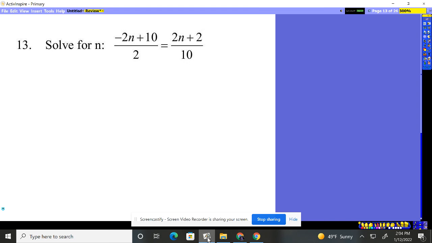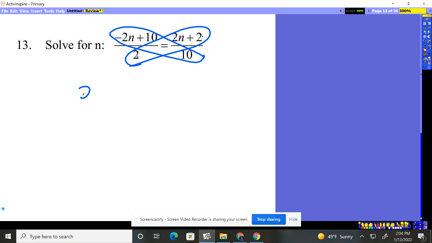13, solve for n. We have two fractions equal. Remember, when two fractions are equal, the butterfly method, okay? So those multiplied: 2 times the 2n plus 2 will equal 10 times the negative 2n plus 10. So let's do 2 times this part here.